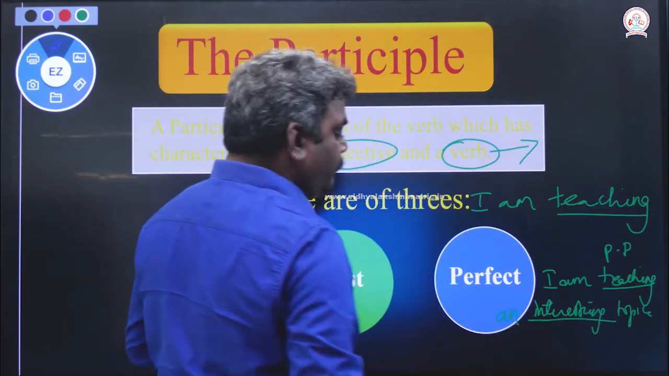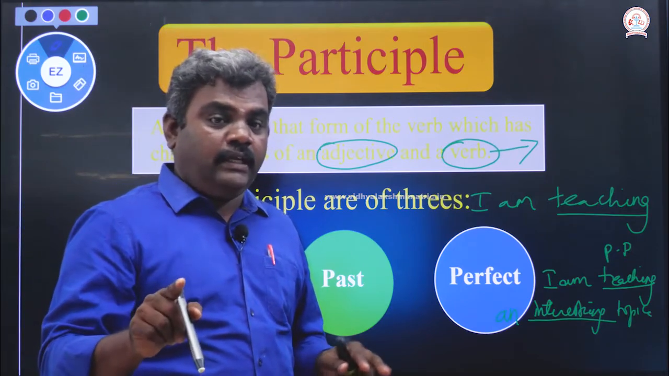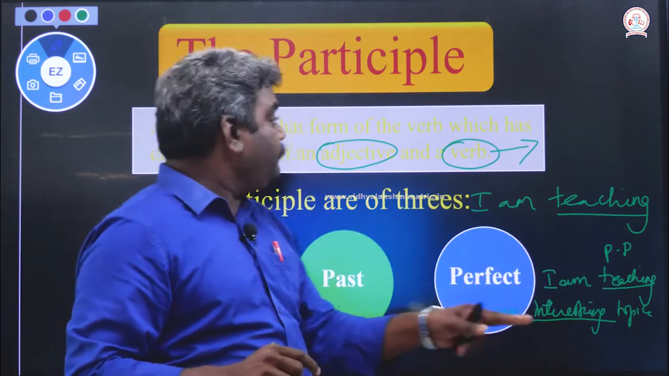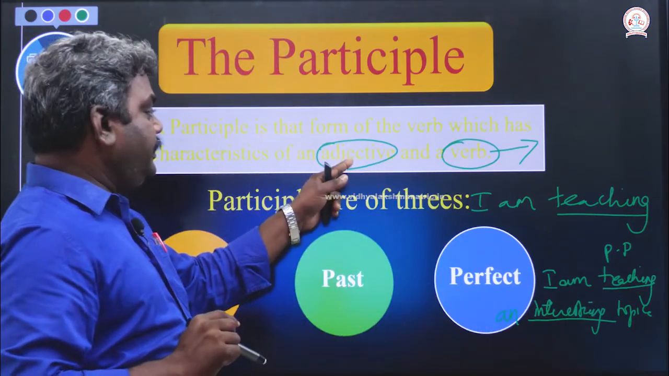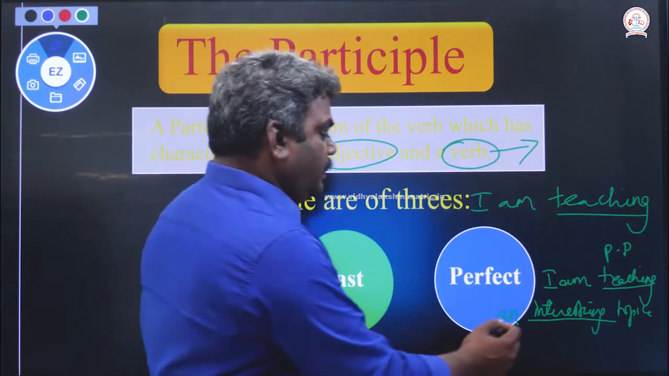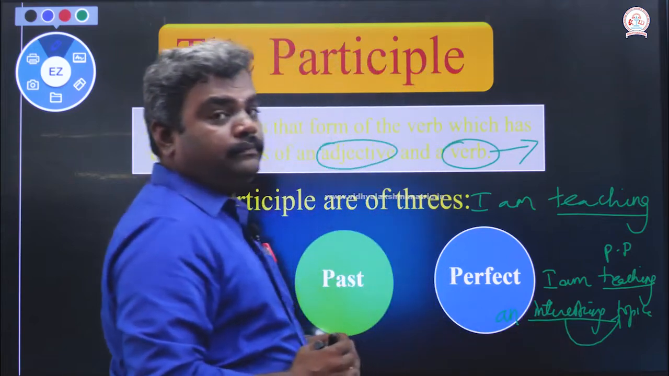So here, this participle is functioning as an adjective. Here it's functioning as a main verb. In one sentence we can teach an adjective and a verb. In "I am teaching an interesting topic", this "interesting" qualifies the topic, so it's called an adjective.